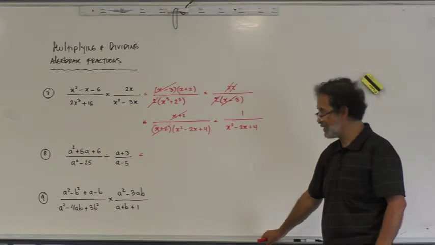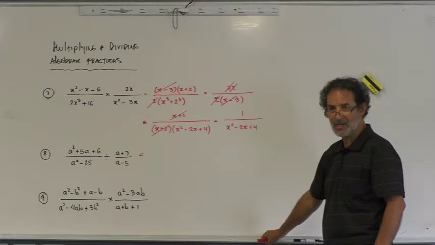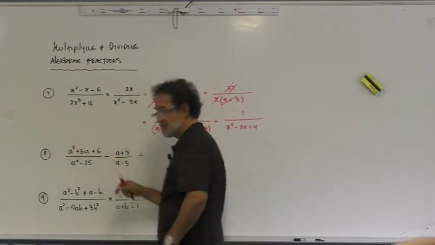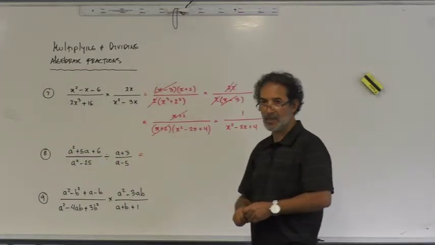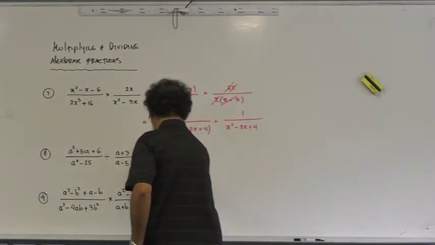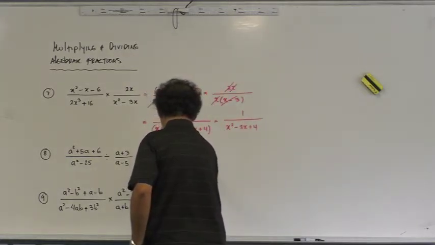Trinomial. Can you see that? If we have a squared plus 5a plus 6, so it's so much a trinomial. We need to find two numbers that when you times them together equal 6, but when you plus them together equal 5. 2 and 3. So we do a plus 2, a plus 3.